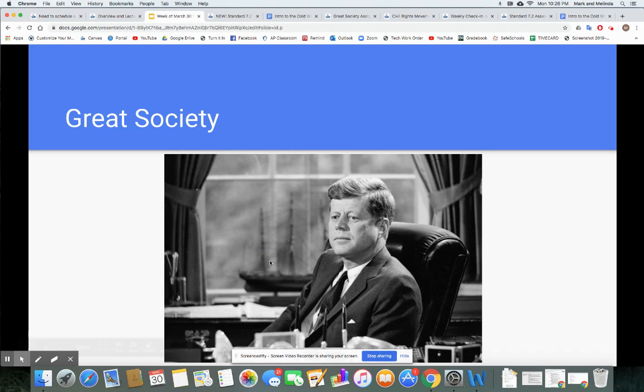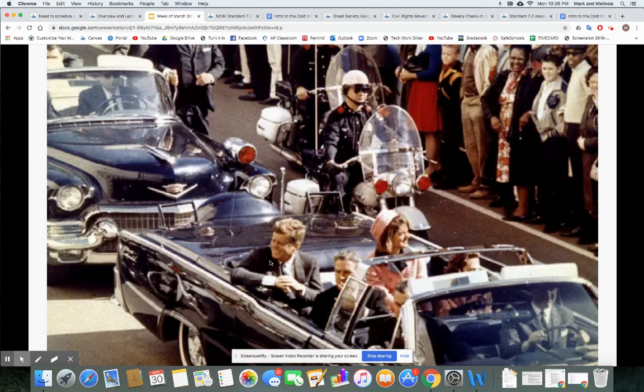So what you're going to learn this week is 2 different things. The first one is something that's called the Great Society. And before we get to that, we have to go back just a little bit. JFK, John F. Kennedy, is going to be the president in the early 1960s. However, as many of you guys know, his life was definitely cut short.